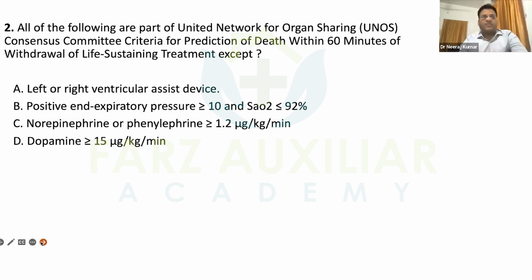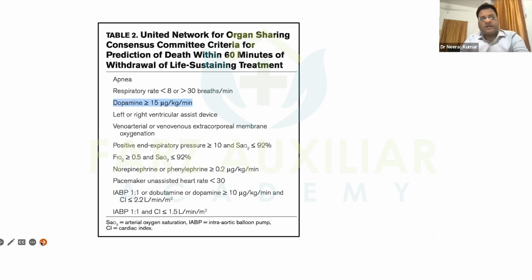Okay, let's come to the answer. So the answer is C. Why? Because the choice is a bit modified. Now you see the criteria. If you see the United Network for Organ Sharing Consensus Committee criteria, this entire document has been taken from the standard textbook as well as a standard journal. What is the current existing UNOS criteria?